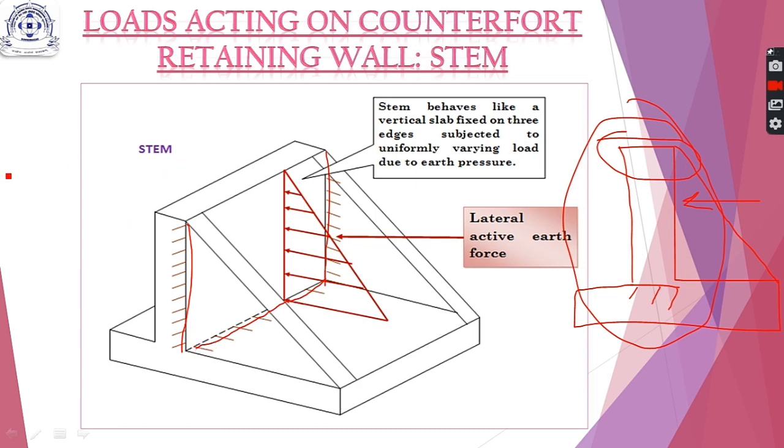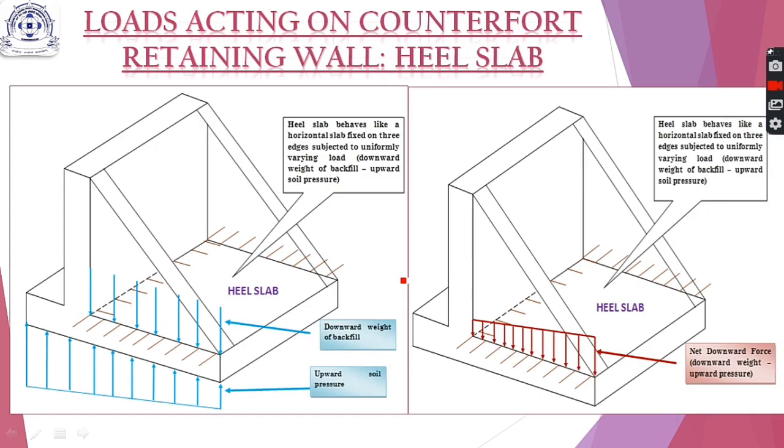So we can easily say that the stem behaves like a vertical continuous slab fixed on three edges and subjected to uniformly varying load due to the earth pressure. And in the cantilever retaining wall, the stem behaved like a cantilever slab which was fixed at only one edge, that is the heel slab. So I hope this is clear to you. Now next is the heel slab.